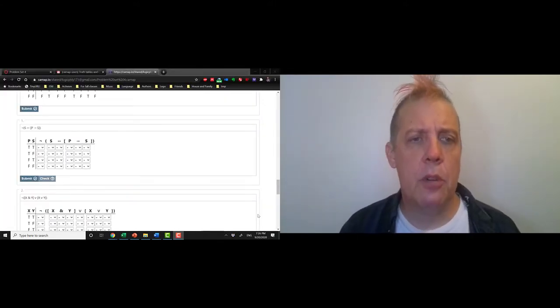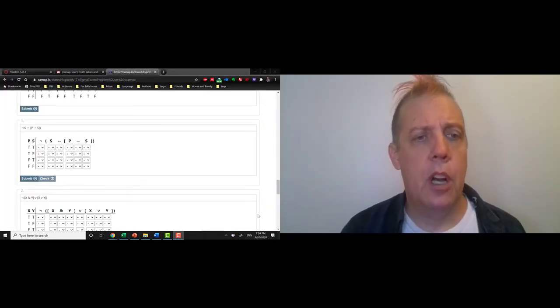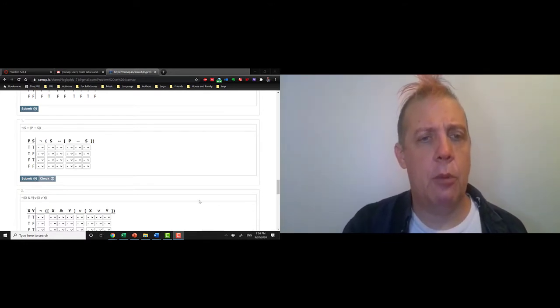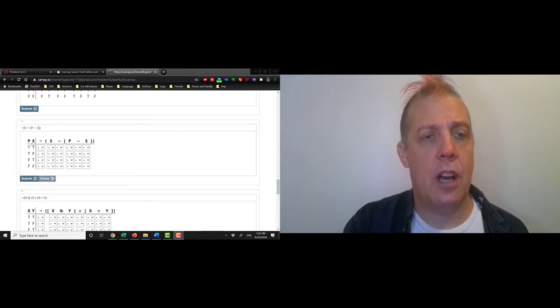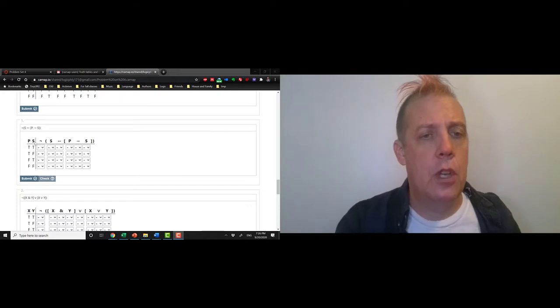If you want to submit your problems in Carnap, things are a little bit cleaner looking, but you have to fuss around with all these drop-down menus. So here's the same problem in Carnap. Carnap has put off on the left side your basic truth values for P and S, and actually they have arranged this so that P gets true, true, false, false, and S gets true, false, true, false.